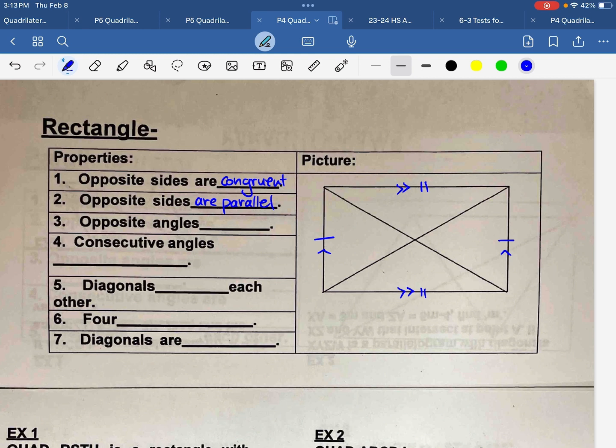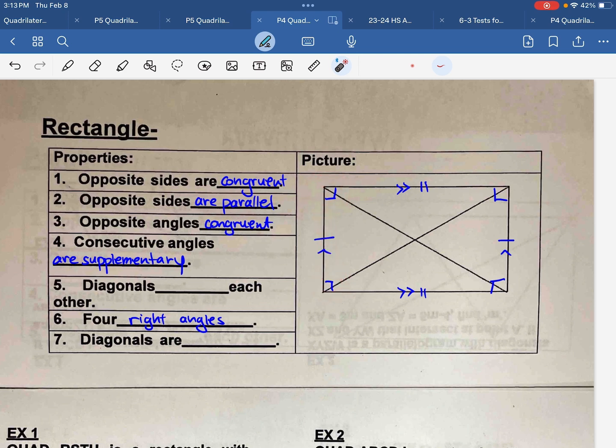We also have opposite angles are congruent. So that is a typical characteristic of a parallelogram, that the angles would normally be congruent with each other. But a rectangle goes even further than that to not just say that they are congruent, but they are also right angles. So I'm going to indicate here, they are all right angles. Okay. Consecutive angles are supplementary, which is obvious by the 90 degrees, 90 degrees.